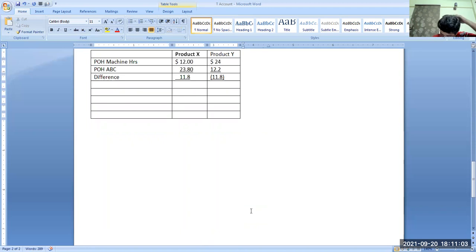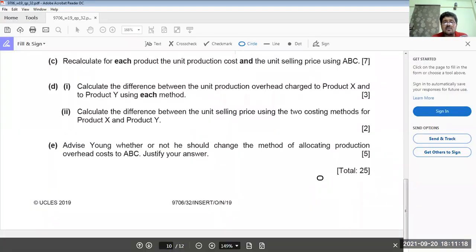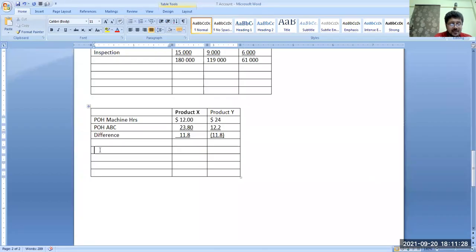Okay. Now what do you know? Selling price. I think it is the selling price. The question says, calculate the difference between unit selling price using two costing methods for product X and product Y. Okay, go to the answer. It would be the same way. Okay, now selling price.